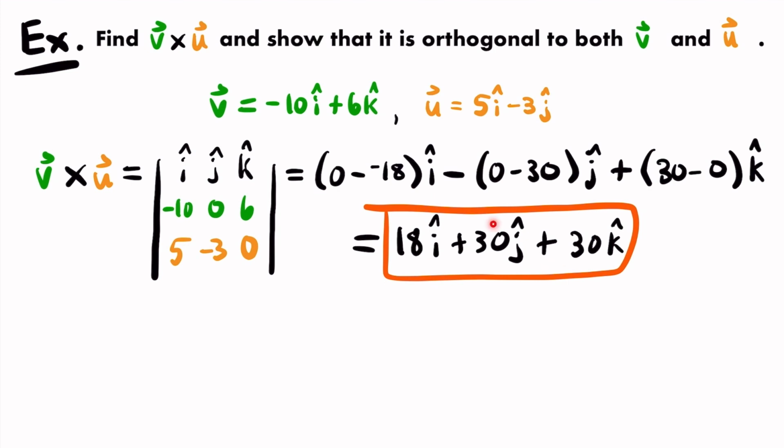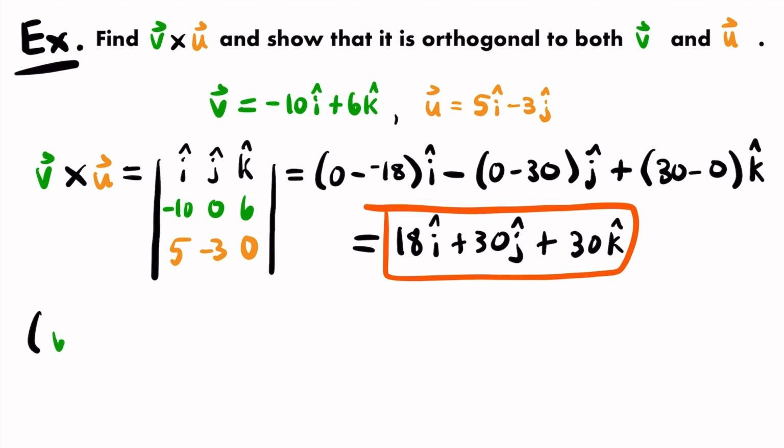We want to show that this vector is orthogonal to vector v and vector u. So what we need to do is show that the dot product of this vector and vector v is equal to 0, and that the dot product of this vector and vector u is equal to 0. If those two dot products are both equal to 0, then we can conclude that this vector is indeed orthogonal or perpendicular to both of those vectors. Okay, so let's do that.